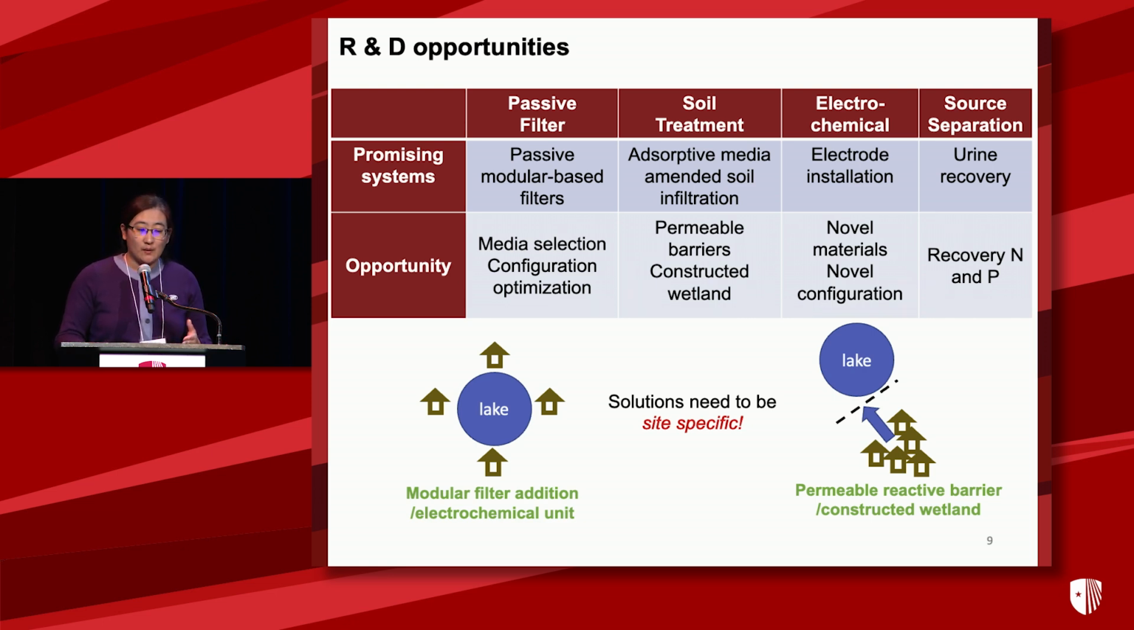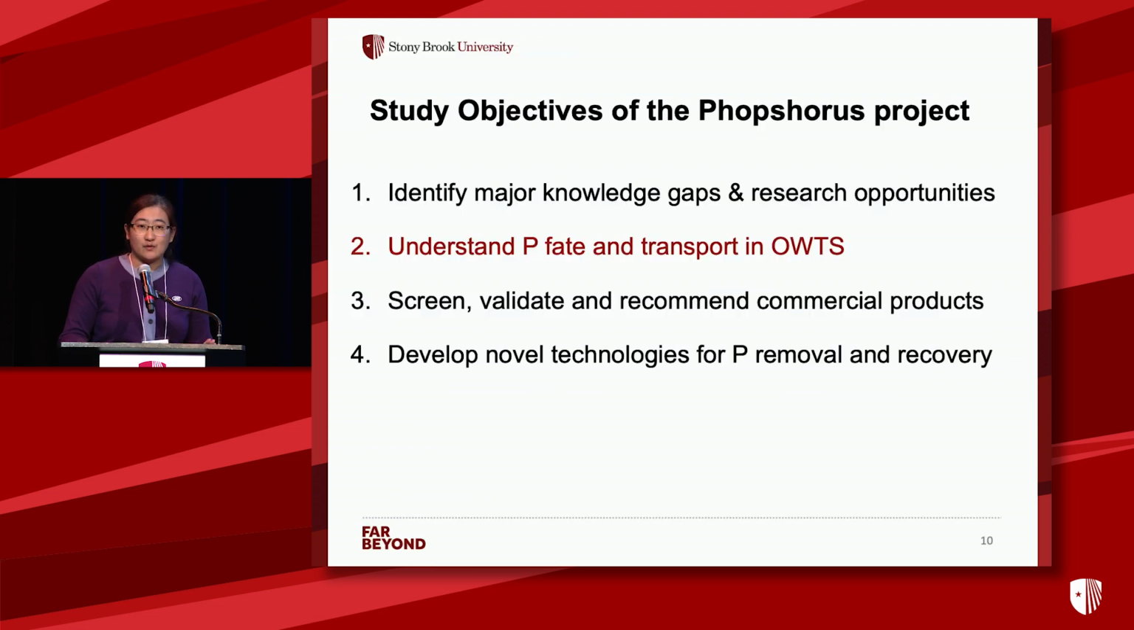So basically, we're looking into all these 4 approaches, and then I'm going to move to the 3 research areas we're currently working on. So the first part is to understand the phosphorus fate and transport in current on-site systems. We want to have a database or baseline to understand what is really going on.